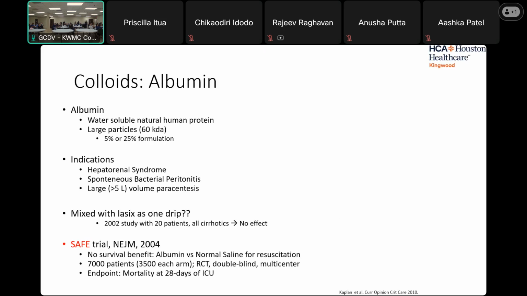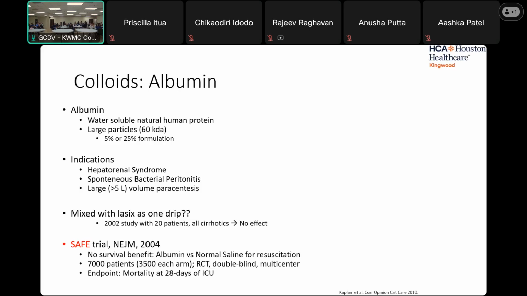Albumin, again, we use albumin. Really, the important thing with albumin, the only FDA-approved indications for albumin are listed there: hepatorenal syndrome, SBP, and large volume paracentesis. So again, I've seen it used quite a bit. I've even used it here and there in these atypical, not in these presentations, but these are the main ones.